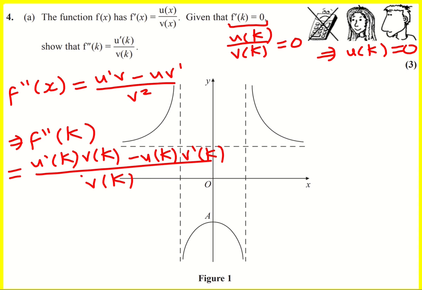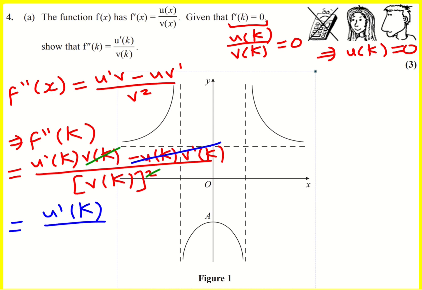v k all squared. But we've just said that u k is equal to 0. Therefore, I can just get rid of that. And you know what? I'm going to jump straight to it. Because that's gone, I can now cancel out a factor of v k. And so I'm simply going to get u dash k divided by v k as required.